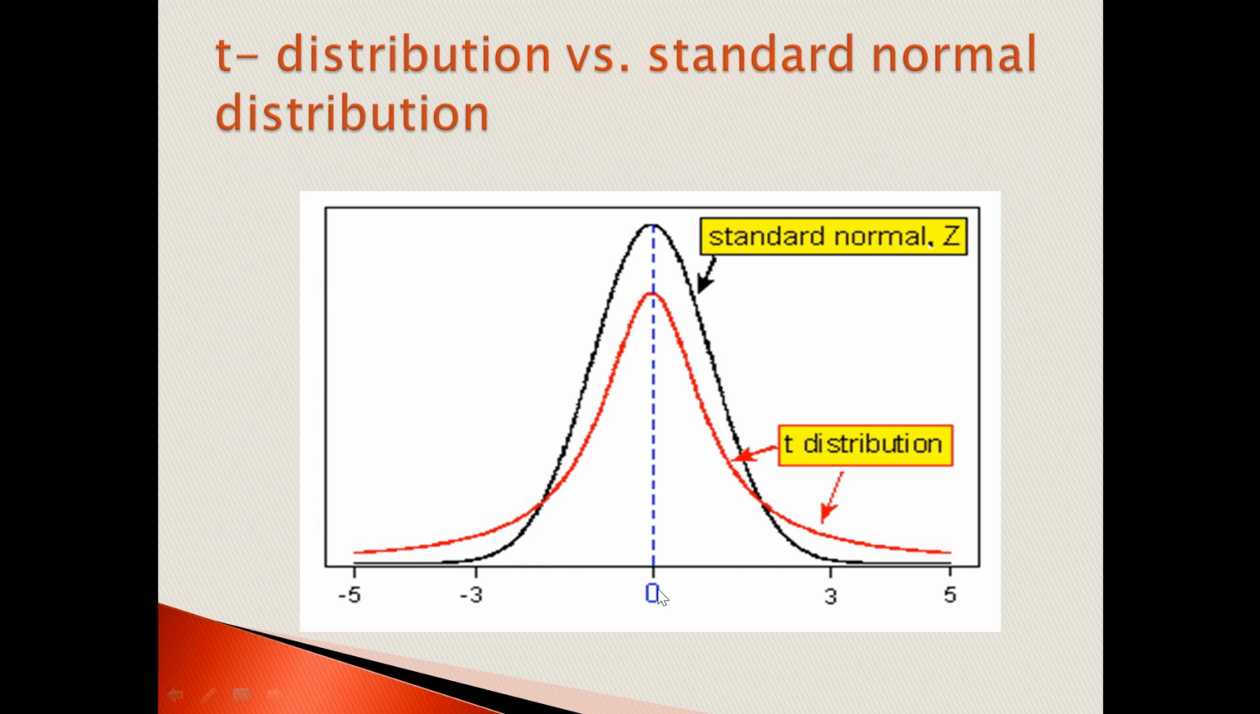So this is a graph that shows the difference between a normal distribution, which is drawn in a black curve, and the T distribution, which you have in red. So notice how the T distribution has fatter tails and it shows more uncertainty.